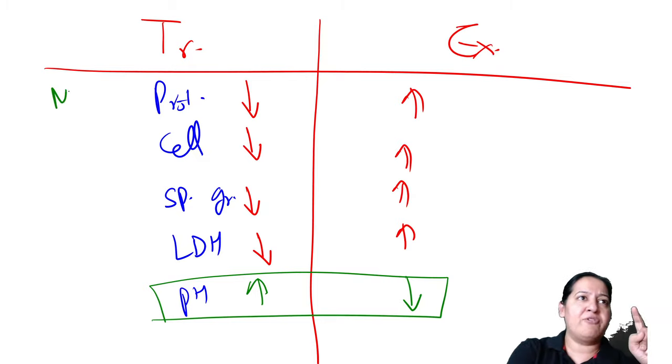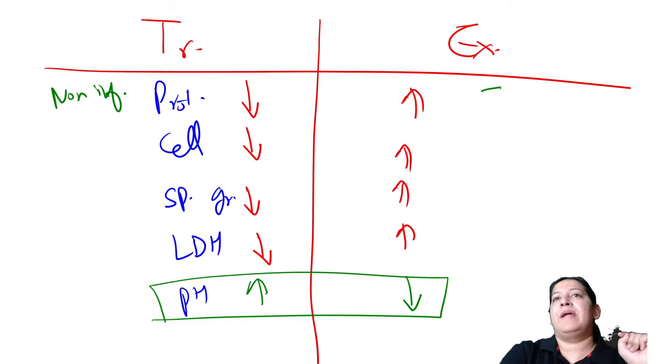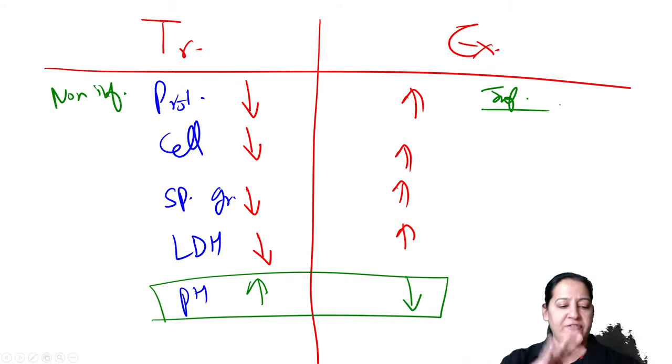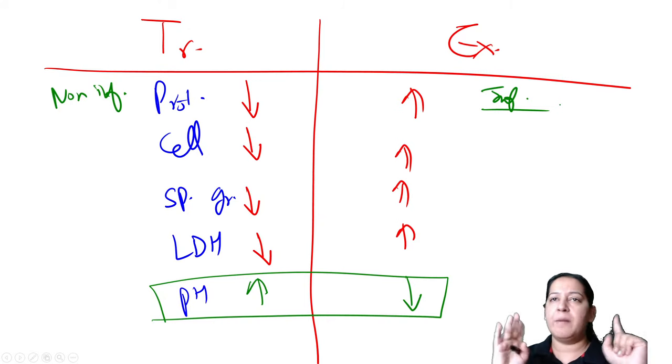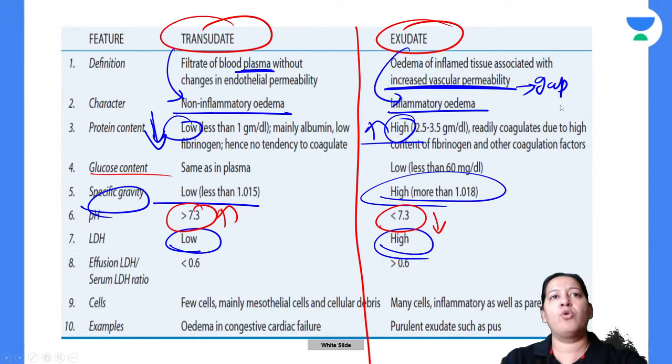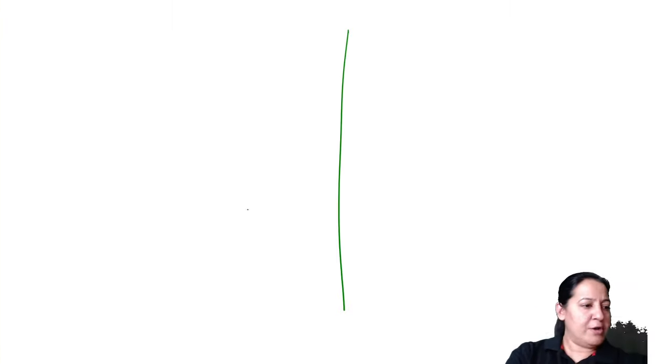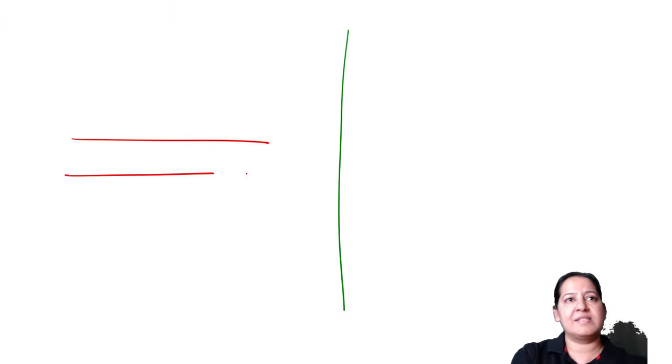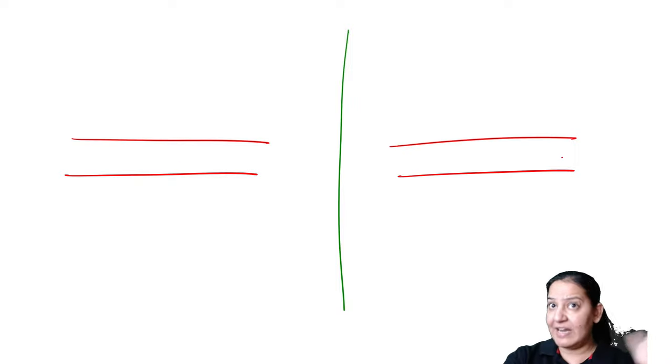And it is non-inflammatory edema. And it is inflammatory edema. I have already explained you. Non-inflammatory and inflammatory edema. One more point about the glucose I want to explain you. As I have told you, it is inflammatory edema. What do you mean by inflammatory edema? Okay. So let me draw two blood vessels here. This is a blood vessel. It is non-inflammatory. And this one is the inflammatory.